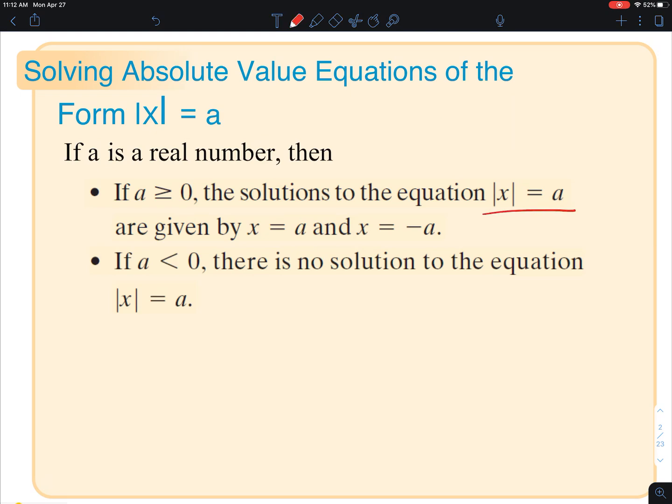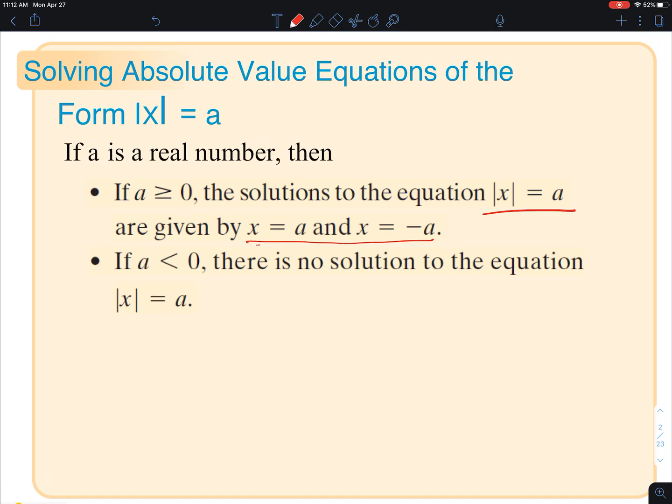So when you have the absolute value of x, before we put the x into the absolute value symbols, we don't know was x positive or was it negative, right? Because we know the absolute value of anything is going to be positive.